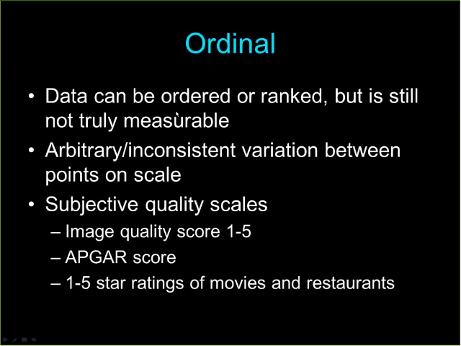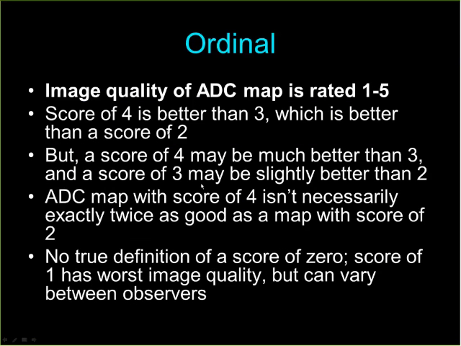Ordinal data, this is data that can be ordered or ranked, but still not truly measurable. So there's an arbitrary or inconsistent variation between points on a scale. So this would be any type of subjective quality scale, say image quality scores from 1 through 5, just a reader's subjective assessment, an APGAR score, 1 through 5 star ratings of movies and restaurants. Or in our universe, this could be, say, patient satisfaction scores. So there's a ranking here, but it's not really directly measured.